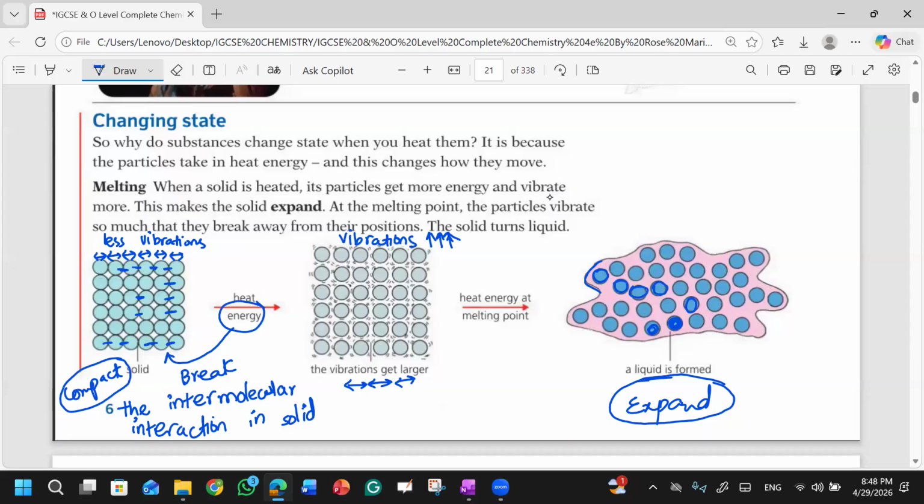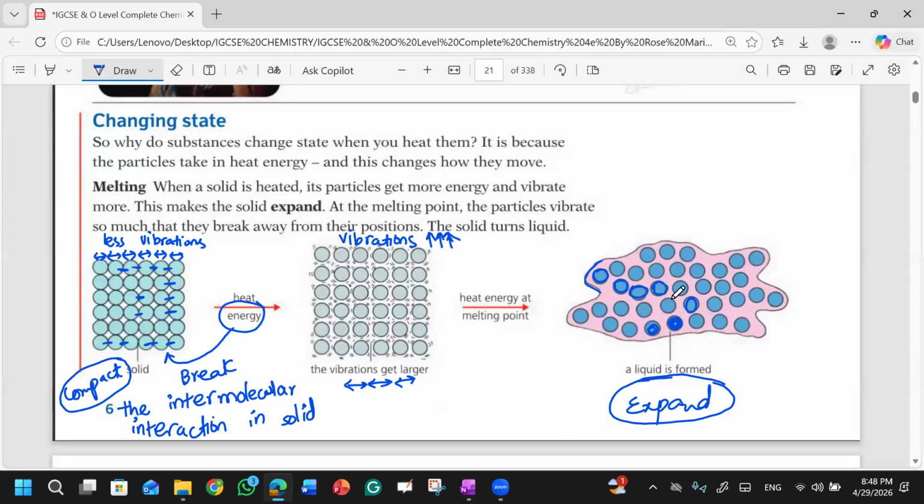Yes, vibrations will increase, and there will be distance in these atoms. The particles will be distant apart from each other. There will be observable distance among all these particles. And at the melting point, the solid will melt into a liquid. And when the solid is melted into a liquid, that liquid is expanded now.